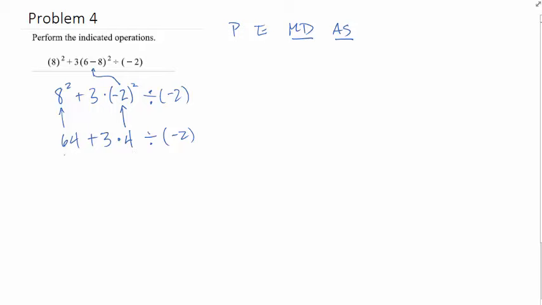Alright, now multiplication and division all in the same line, so it looks like there's a multiplication here and then a division after that. So let's do that in that order. Multiplication first here because it's coming first, and then we're going to divide. So we have 64 plus 12 divided by negative 2. Now there's a 64 plus 12 that's really tempting to compute, but remember that multiplication and division comes first before addition and subtraction. So let's do this first.